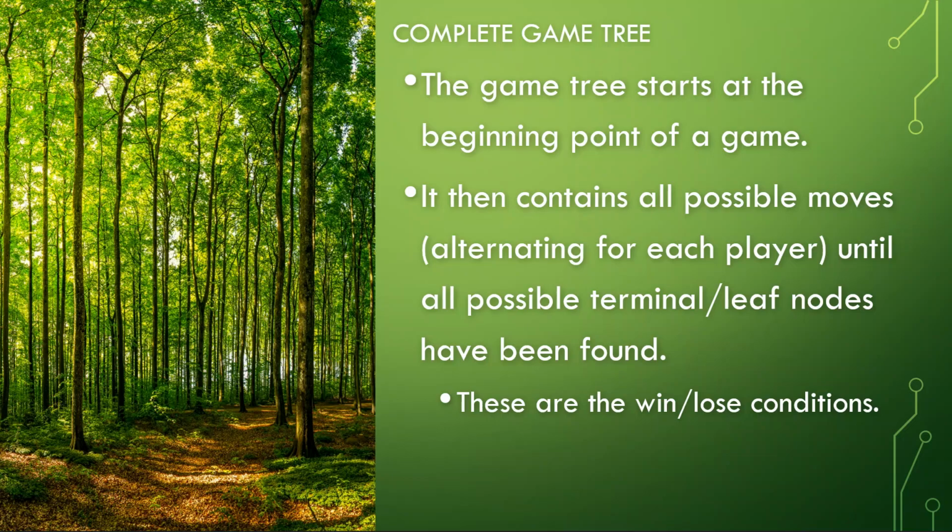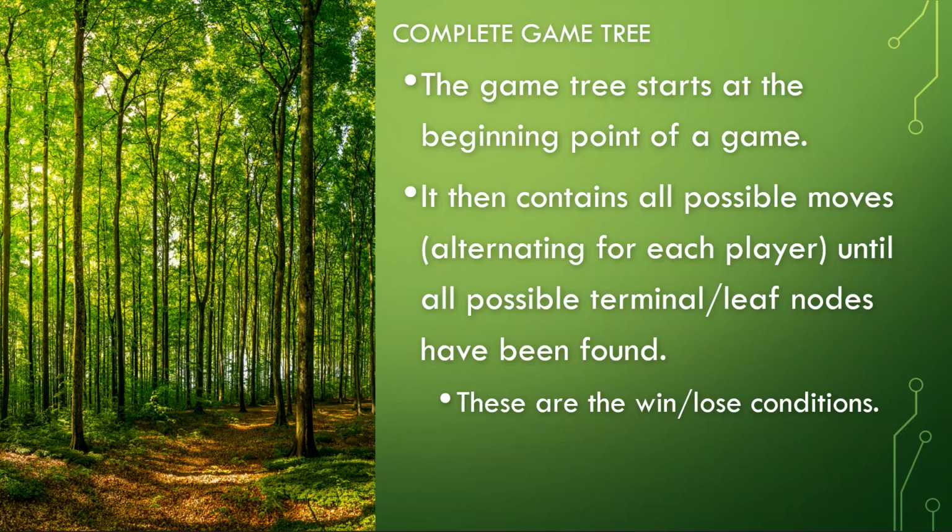So a complete game tree is a game tree that starts at the beginning point of a game. It then contains all possible moves alternating for each player until all possible terminal leaf nodes have been found. And so these are the win-lose cases. Now this is the ultimate, and realize we're not always going to get this.